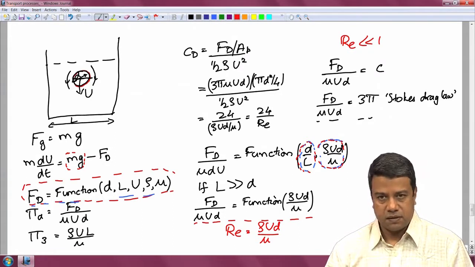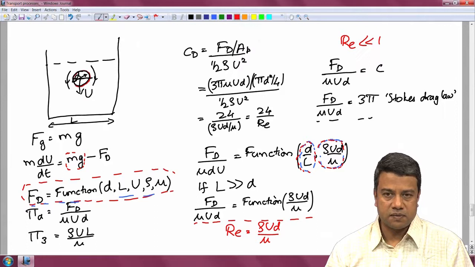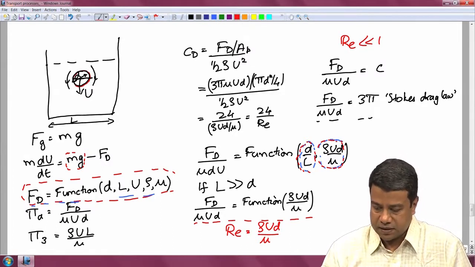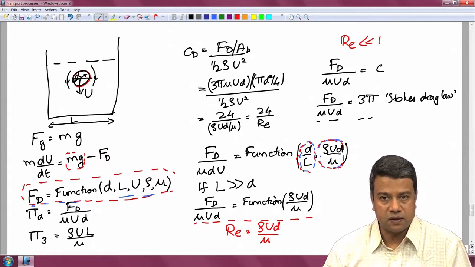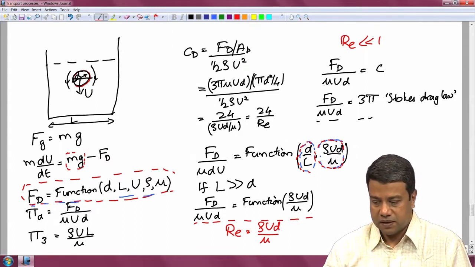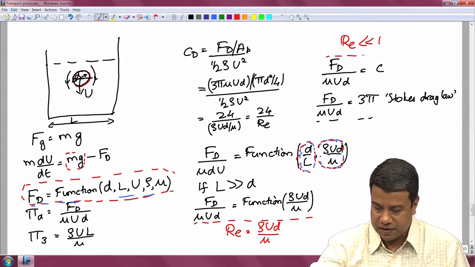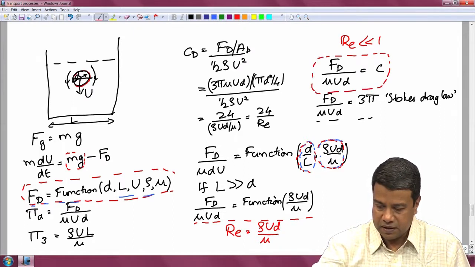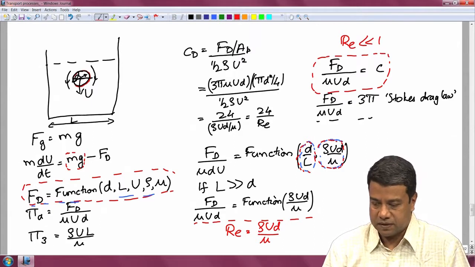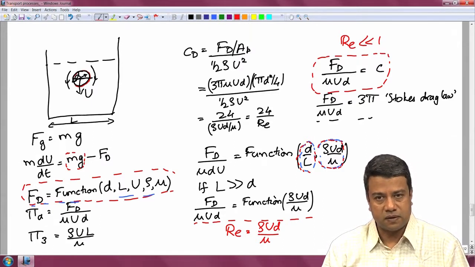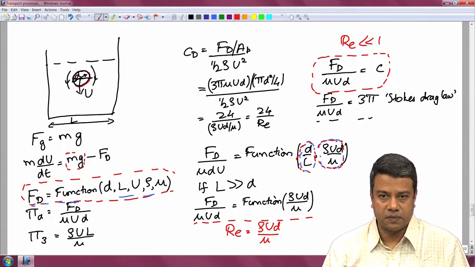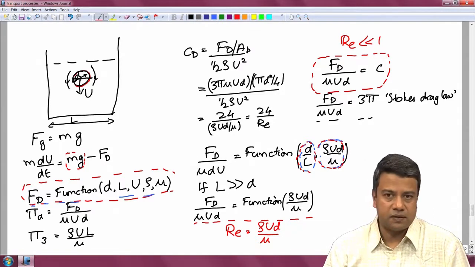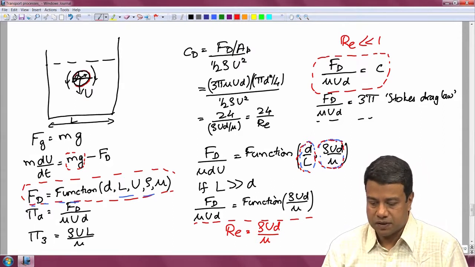In that case, the regime is when the Reynolds number is much smaller than 1, when the fluid inertia is much smaller than the fluid viscosity. In that case, the density of the fluid should no longer be a relevant parameter, and therefore we had still further simplified this. The scaled drag force has to be just a constant. That constant, of course, we do not know from dimensional analysis. You need to do an exact calculation, and you will find that that constant is equal to 3 pi in this case. It's called the Stokes drag law.